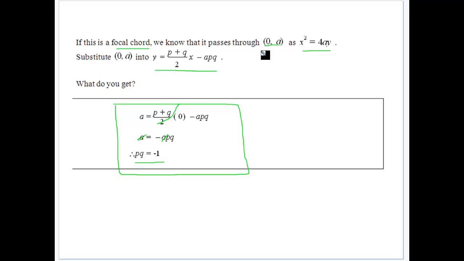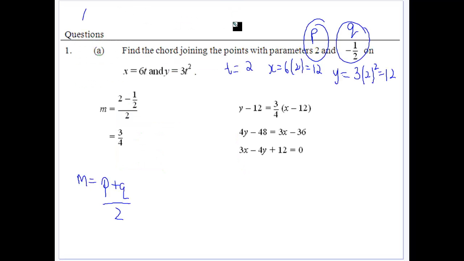We just substitute 0a in there, because that's the parabola it's sitting on. So a question here: we've got a chord joining the parameters 2 and minus a half on the parabola defined by x is equal to 6t and y is equal to 3t squared. So if that's the case, when t is equal to 2, what are our x values?